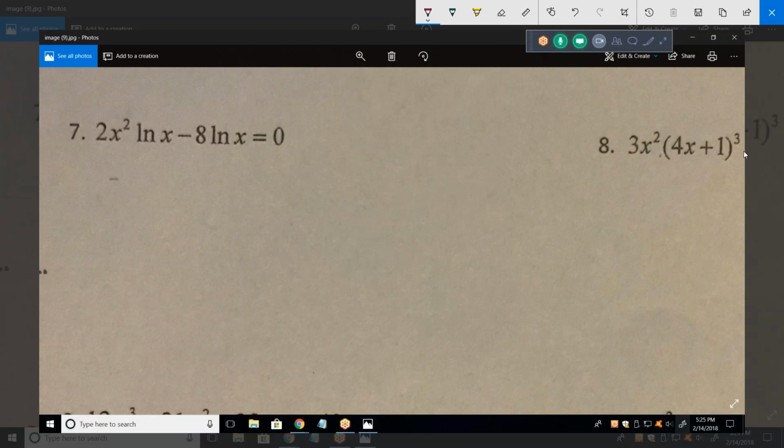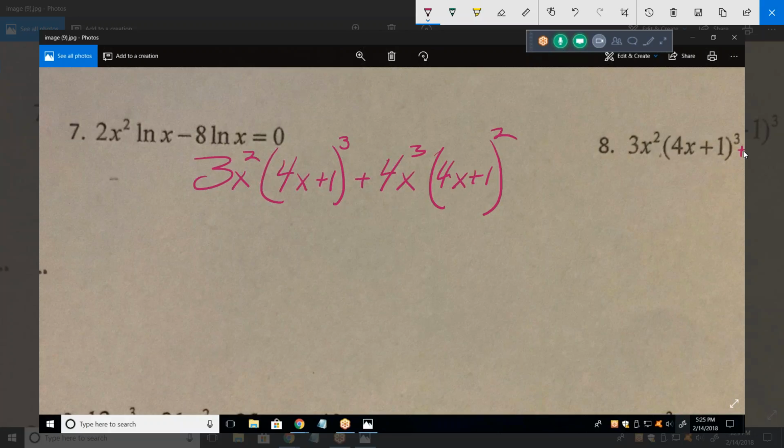So it's plus 4x cubed, and then in parentheses, 4x plus 1, and then squared after the parentheses. And then equals 0? Mm-hmm. Okay.